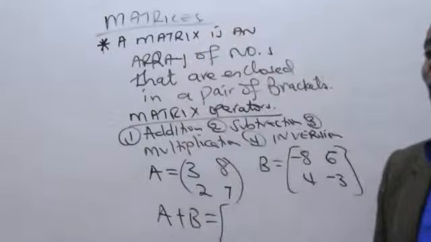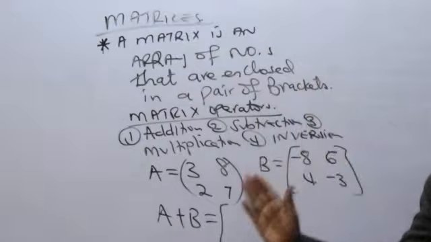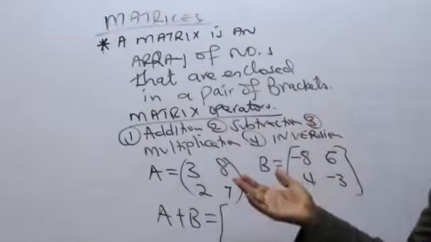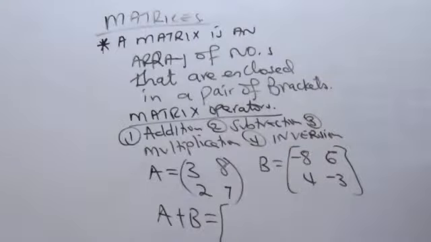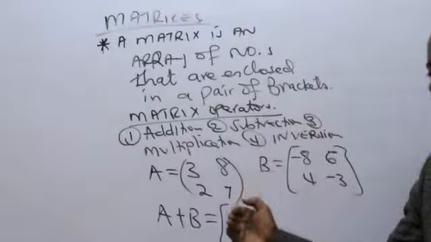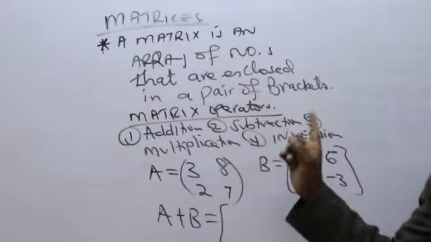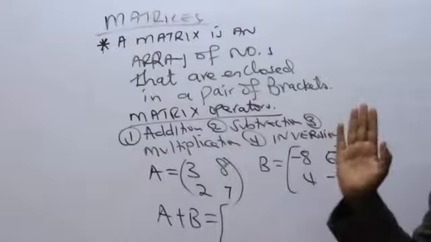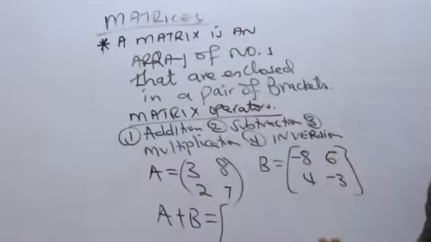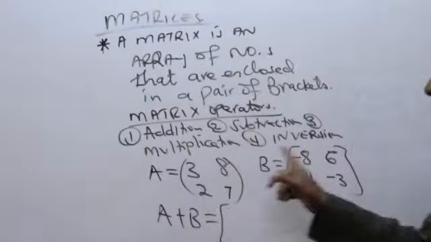How do we get to add the two matrices? Remember what we have said here is that a matrix is an array of numbers that are enclosed in a pair of what here? Brackets. Under matrices here, we must be good at these matrix operators. Matrix operators are four. We have addition, subtraction, multiplication, and number four, inversion. So ladies and gentlemen, I would want us to do these just by using this small example.